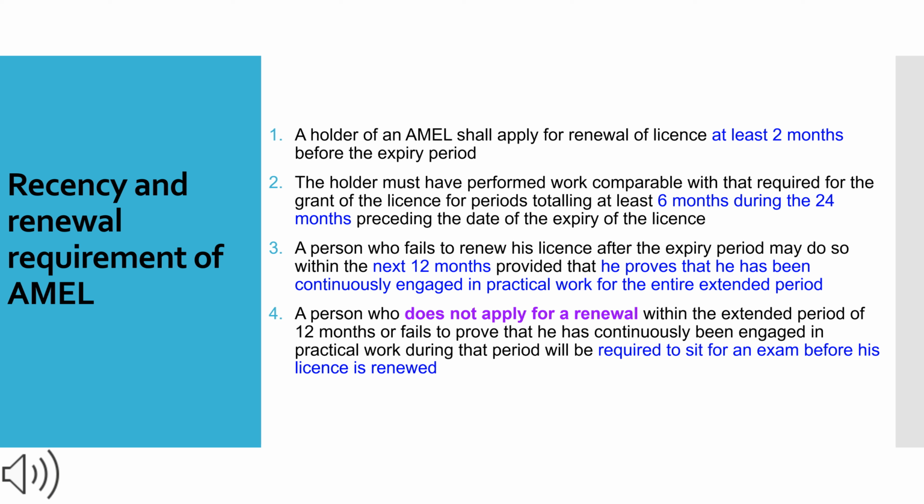The holder must have performed the work comparable with that required for the grant of the license for the period totaling at least 6 months during the 24 months preceding the date of expiry of the license. Also, a person who fails to renew his license after the expiry period may do so within the next 12 months, provided that he proves that he has been continuously engaging in practical work for the entire extended period.